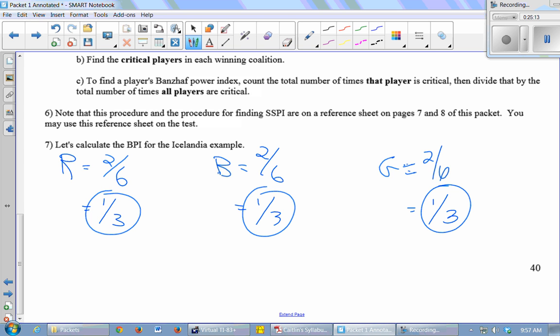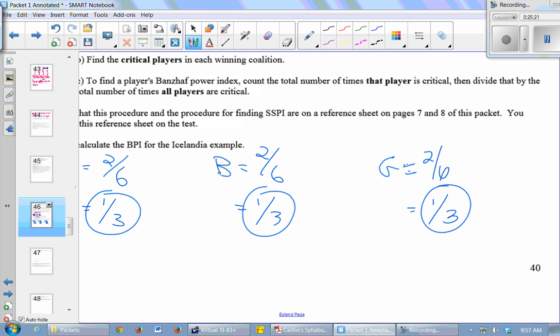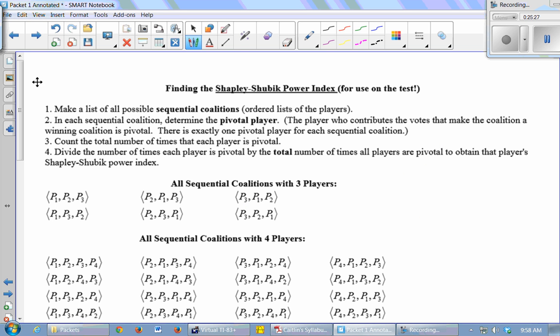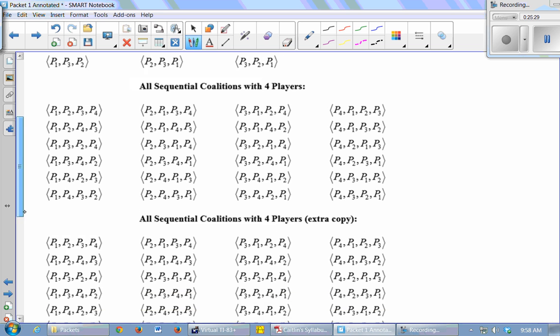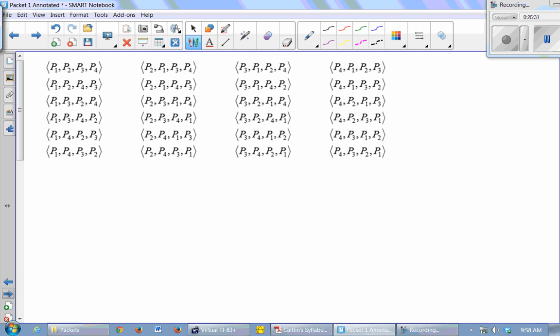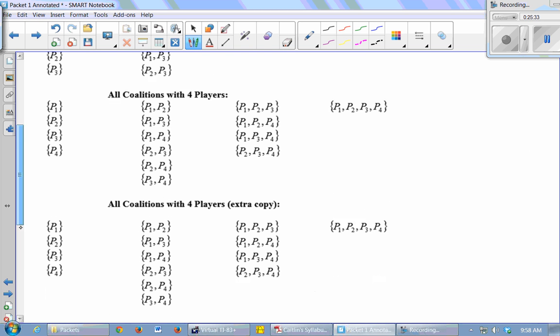This procedure, as well as SSPI, is on a reference sheet on page 7 and 8 of your packet, and you can use that sheet on your test. Just show it to you. So this is Shapley-Shubik and Banzhaf.